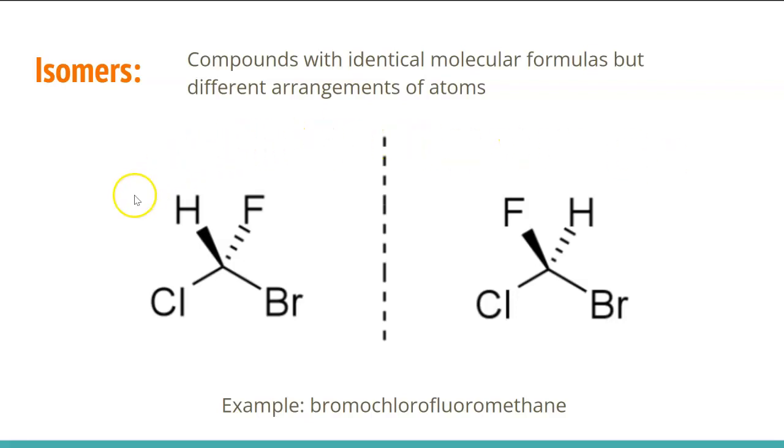Over here on your left, you can see that the hydrogen is on the wedge, whereas the fluorine is on the dash. And on this side over here, they're reversed. The fluorine is on the wedge and the hydrogen is on the dash. Both of these are bromochlorofluoromethane. However, the spatial arrangement of the atoms differ.